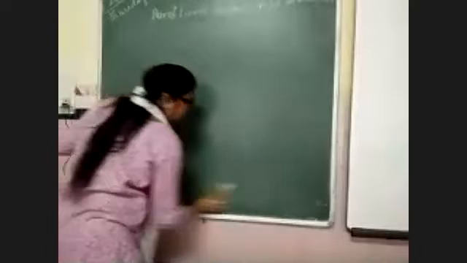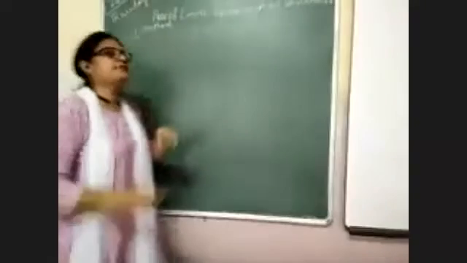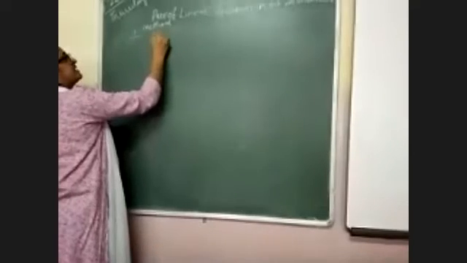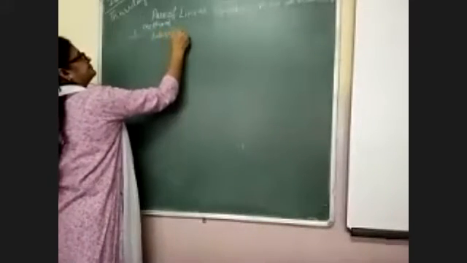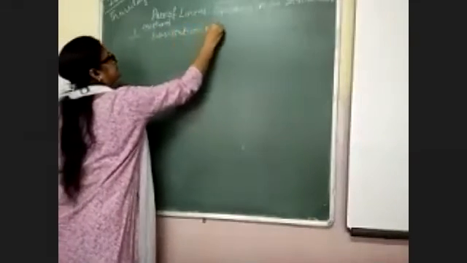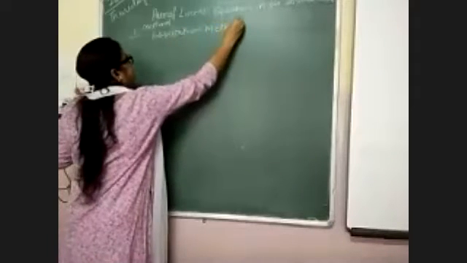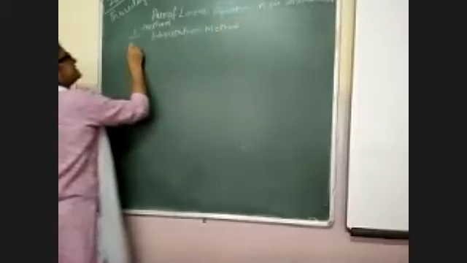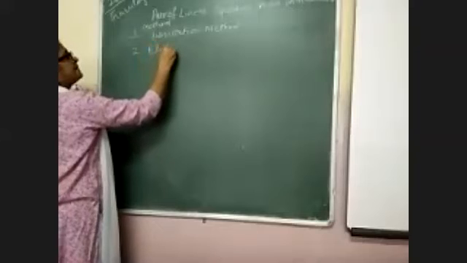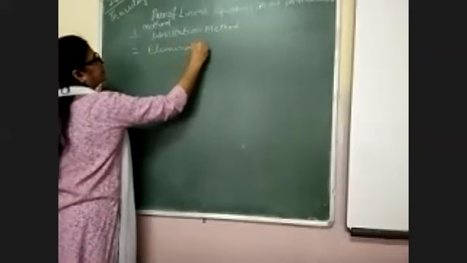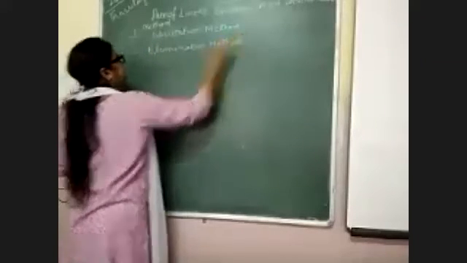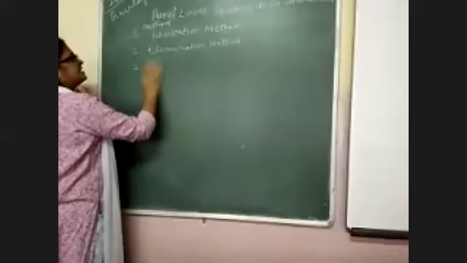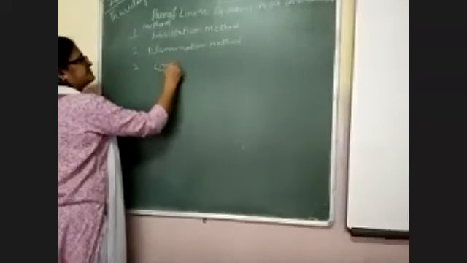The three methods to solve the pair of linear equations in two variables are: the first method is the substitution method, the second one is the elimination method, and the third one is the cross multiplication method.